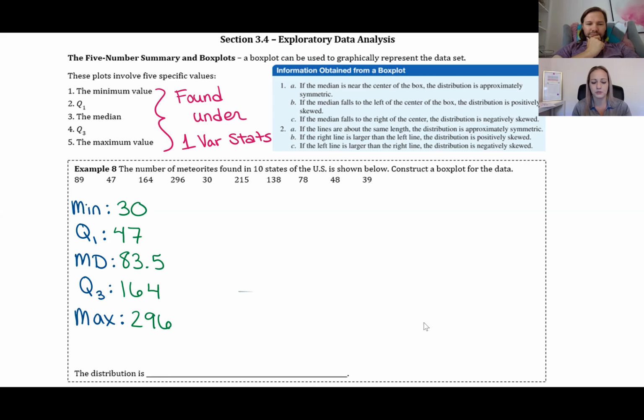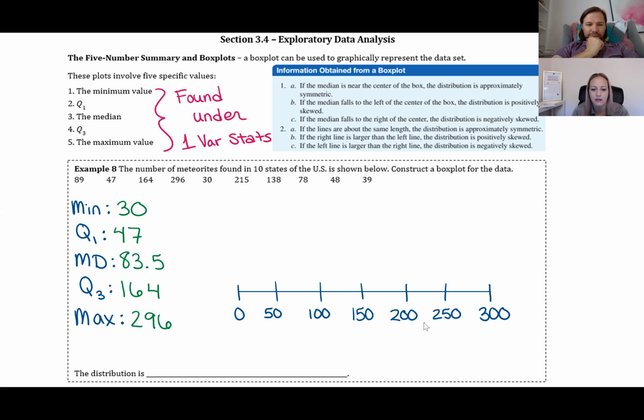Go ahead and draw a number line. You can label it however you want if you're doing it by hand, but you want it to be appropriate for your data. I did it from 0 to 300 so I can capture all the data, and I went by 50s. On Connect Math, they're going to have the number line there for you, so you're not going to have to pick those numbers yourself.